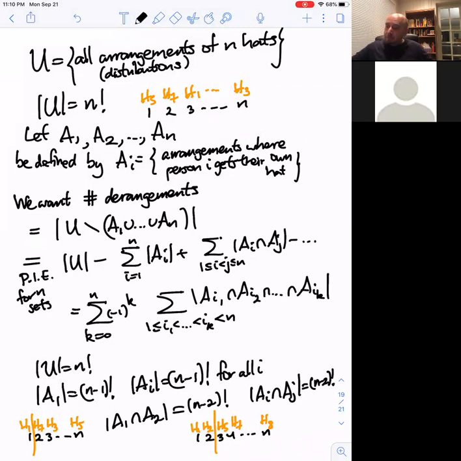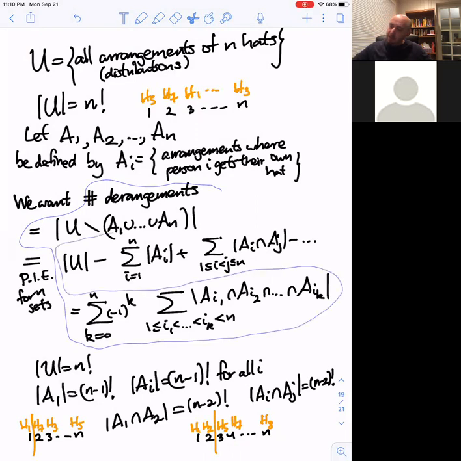And so we're starting to realize that, let's get this. The number of derangements is this, which is this. I don't want to take too much stuff over to the other page.